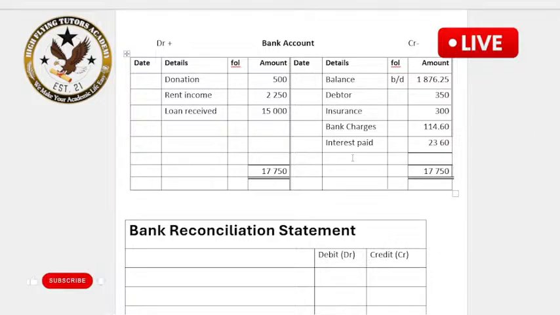So to balance this side we're gonna have what we call balance carried down. Balance carried down, you're gonna have to say 17,750 minus all the amounts on the credit side. How much is it? Quickly put it on the chat.